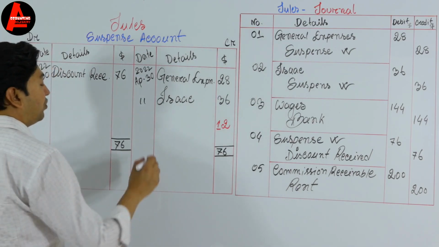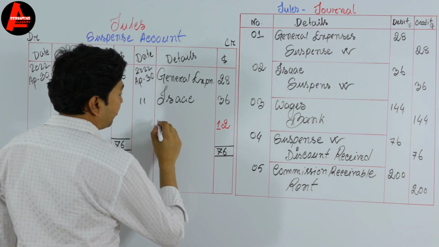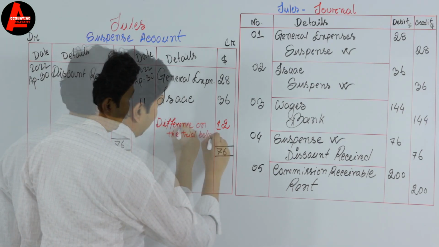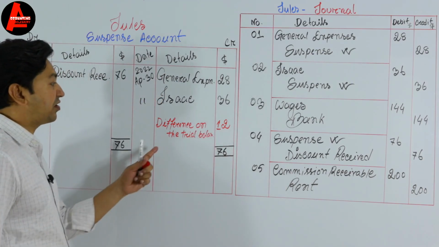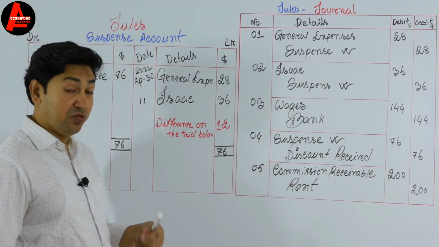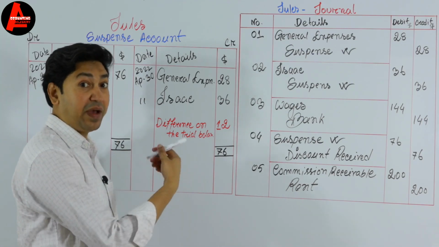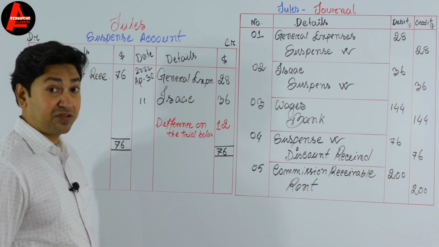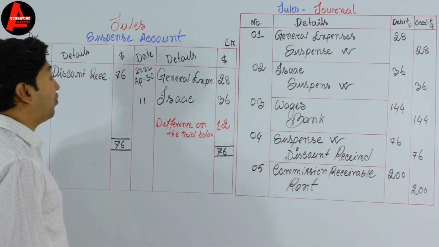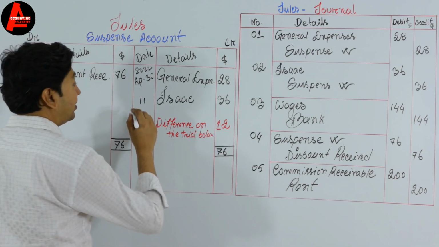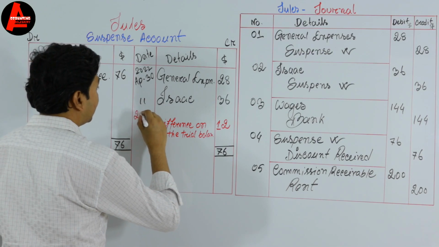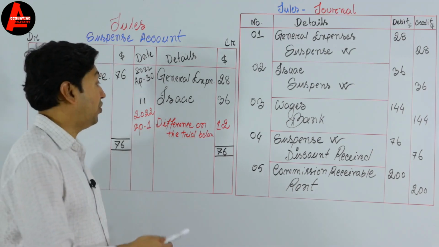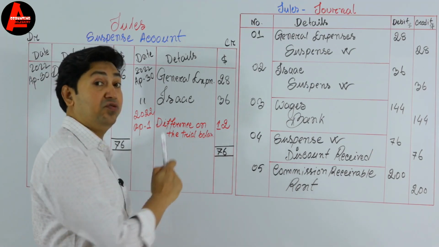So what will we write? We will write here difference on the trial balance. Difference on the trial balance is here $12. We can write here balance c/d, which means balance carried down, the balance sheet figure, but here it is required to write difference on the trial balance. So here it is $12. What will be the date? The date will be the same, the end of the financial period, 2022 April 30.